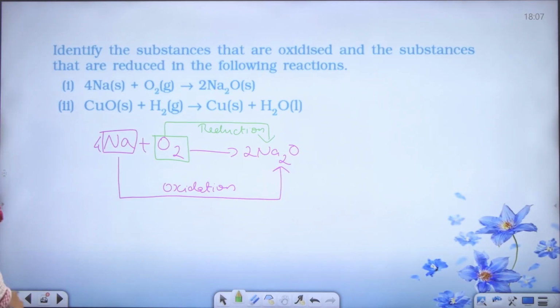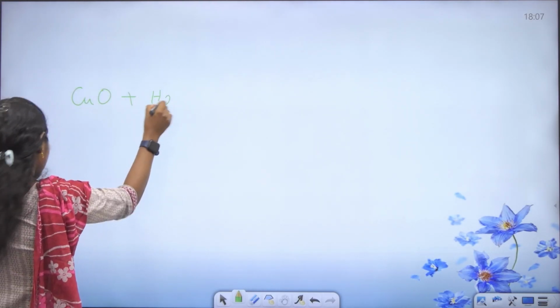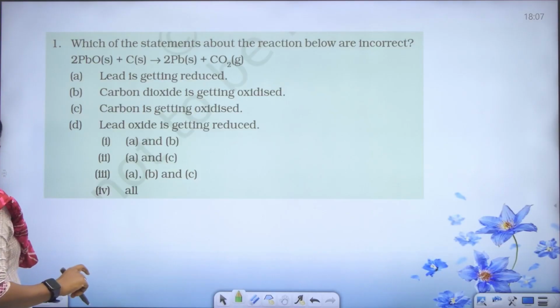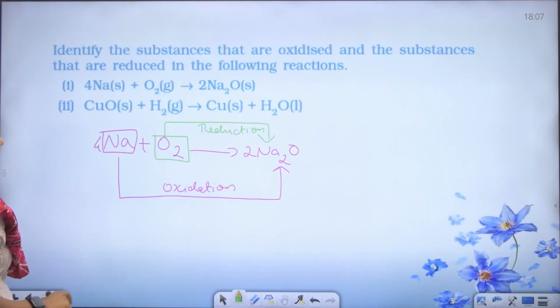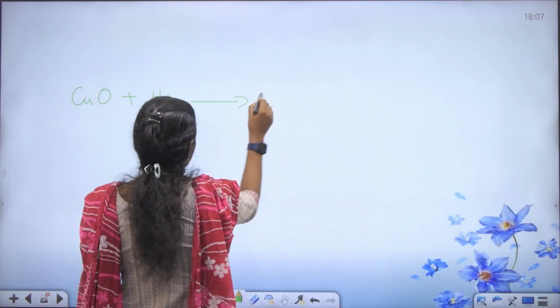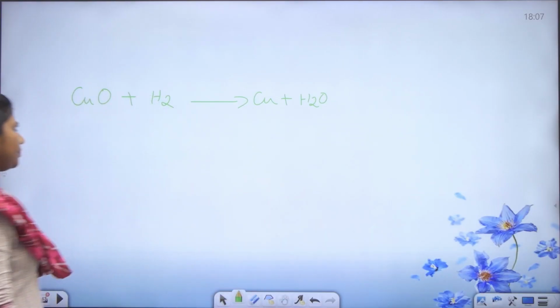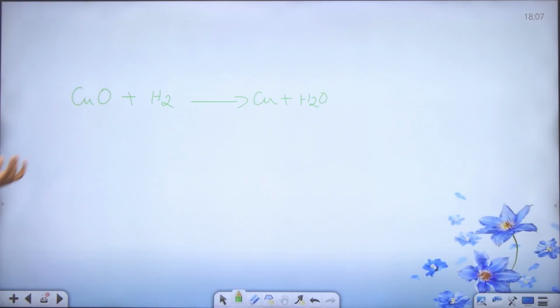Another example: CuO plus H2 gives Cu plus H2O. This is a type of displacement reaction. Hydrogen displaces oxygen. Then find the oxidized and reduced species.